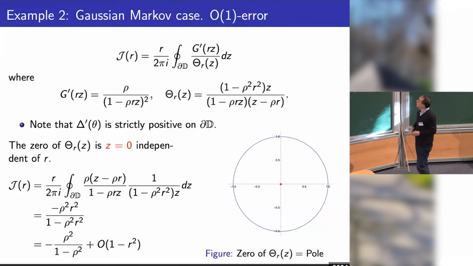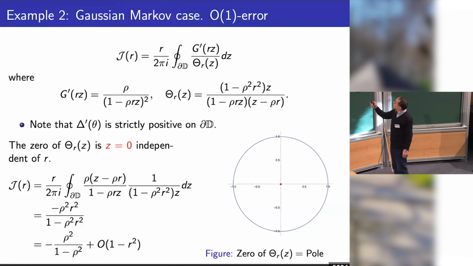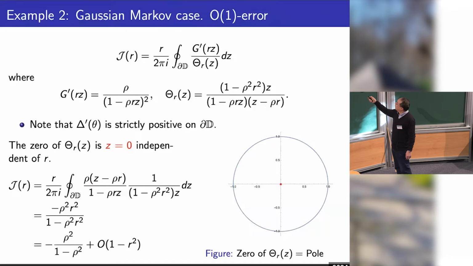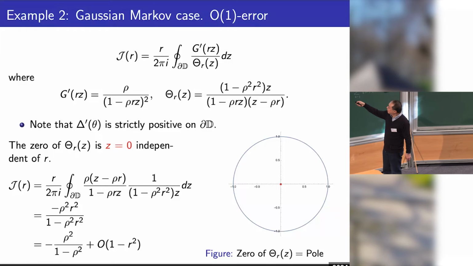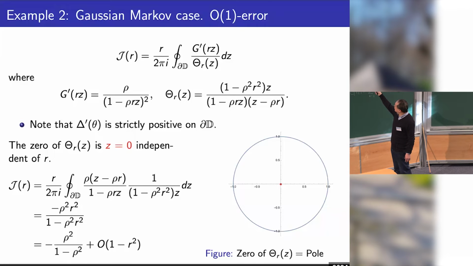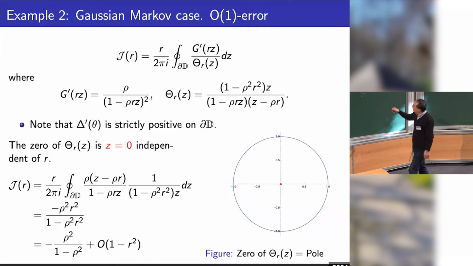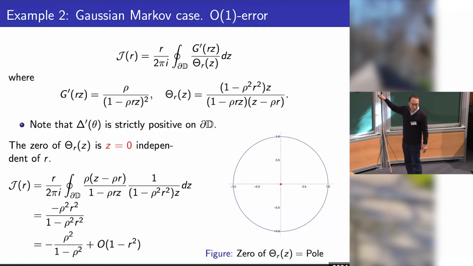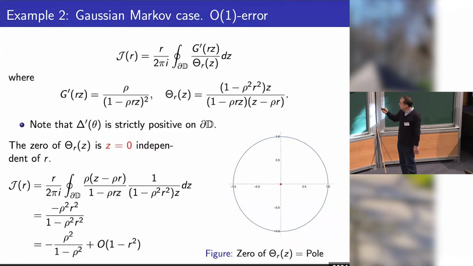Okay, so this is the first one. For the Gaussian Markov case, theta r can be written in this way. And the zero of this function is z equals 0, but this doesn't depend on r. Then as r goes to 1, you just have a residue at z equals 0. So this pole doesn't move as r varies.